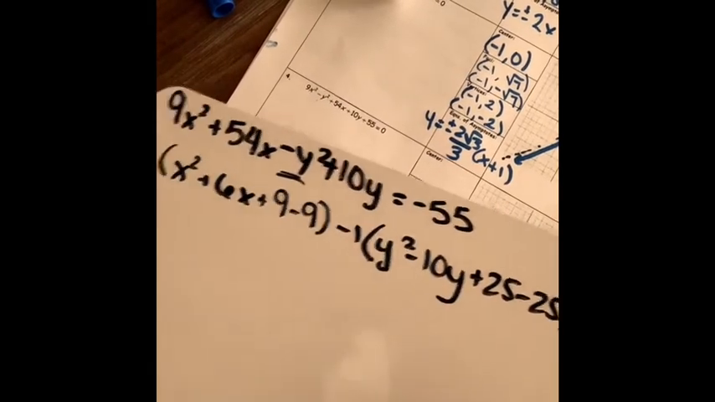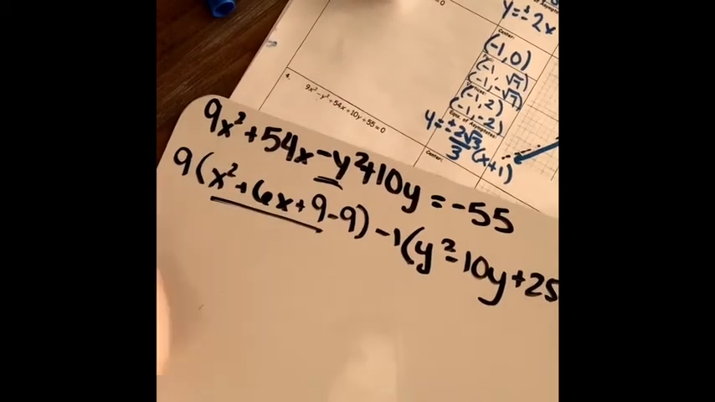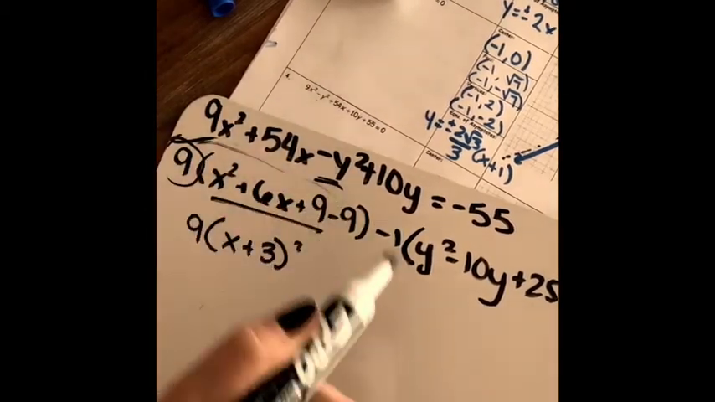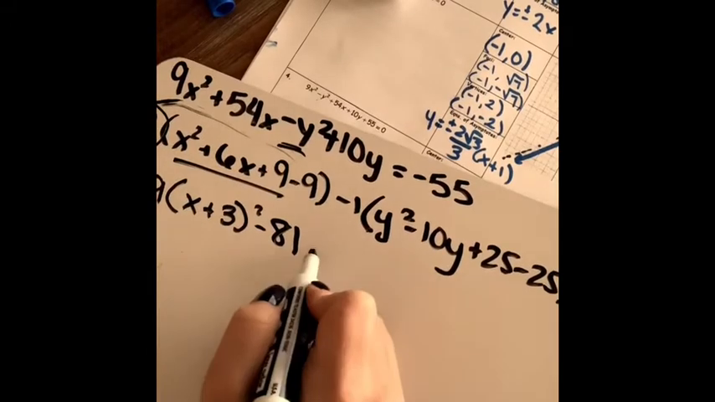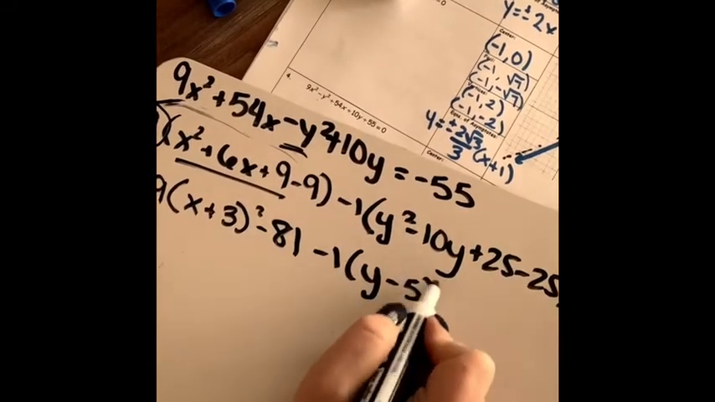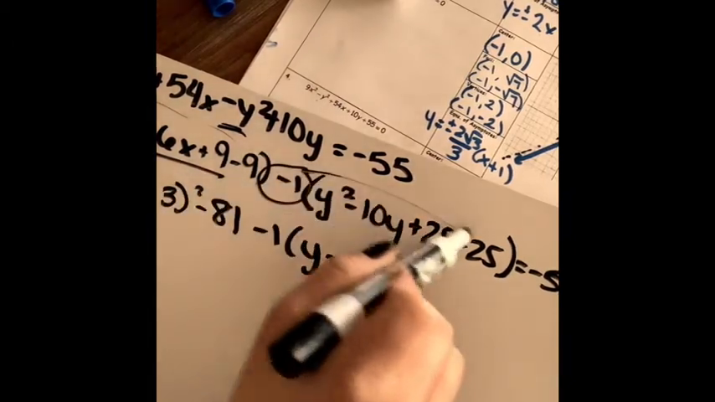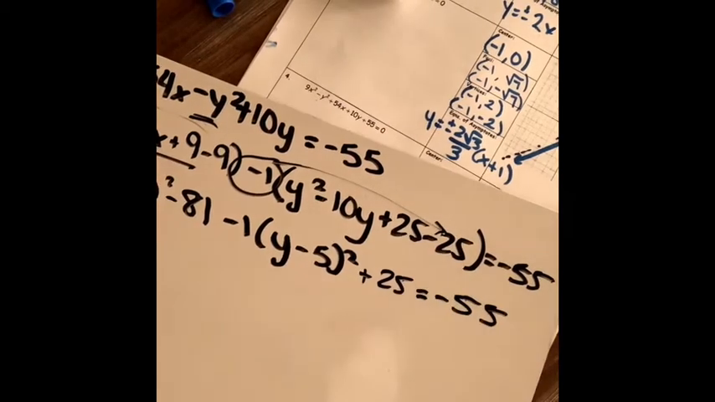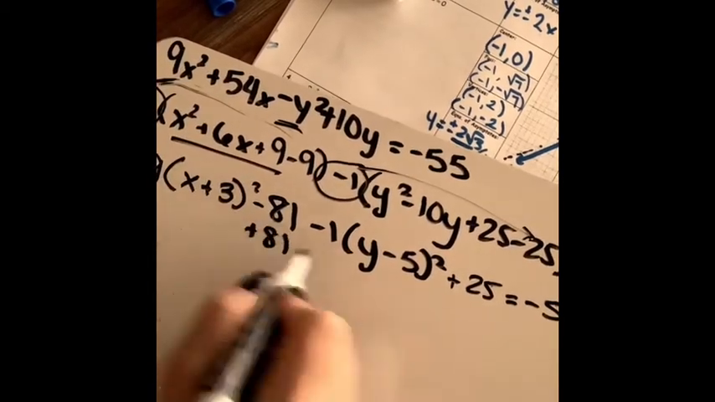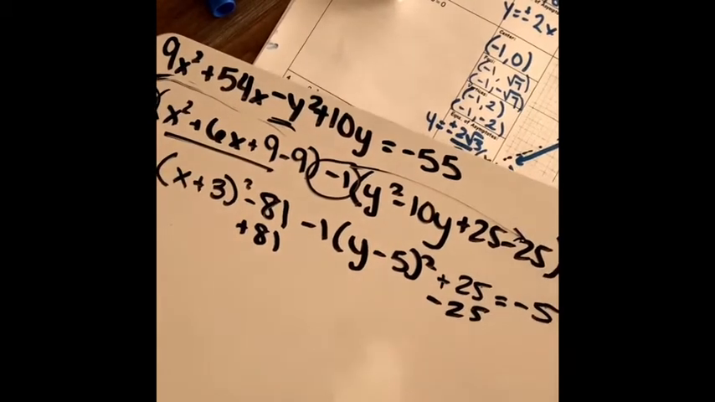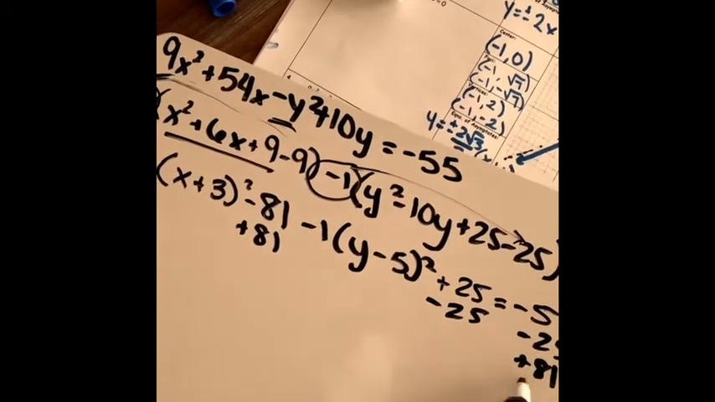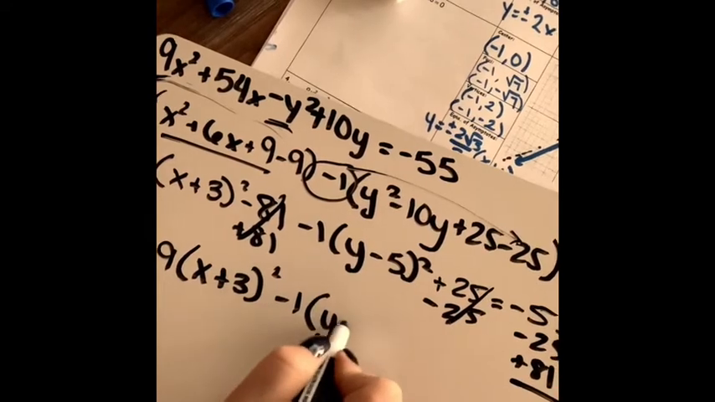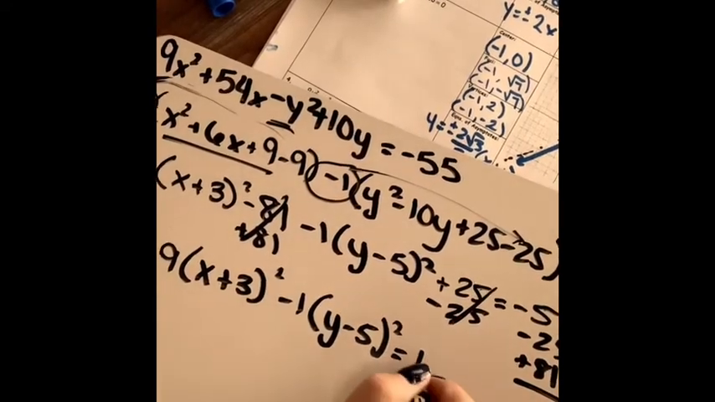So what we're going to do is come back to the x's. We are going to make this smaller by factoring it out. 9 times x plus 3 squared. Don't forget to distribute. 9 times negative 9 is negative 81. For the y's, bringing down that negative 1, y minus 5 squared. Don't forget to distribute that negative 1 times that negative 25 there, which becomes a positive 25. We do have to add the constants over, so we're adding the 81 and actually subtracting the 25. Remember, it's opposite sign. So minus 25 plus 81. 9 times x plus 3 squared minus 1 times y minus 5 squared is equal to 1.